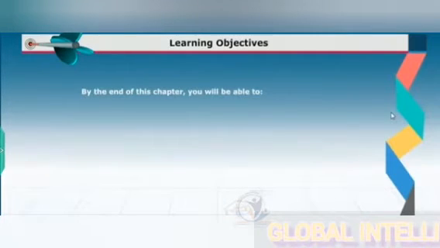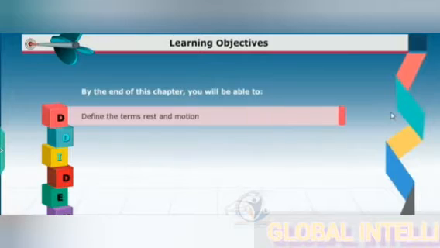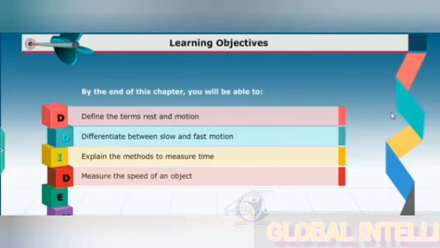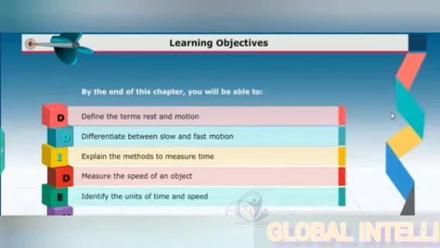By the end of this chapter, we will be able to define the terms rest and motion, differentiate between slow and fast motion, explain the methods to measure time, measure the speed of an object, identify the units of time and speed, and compare the speed of two objects. Let us start.